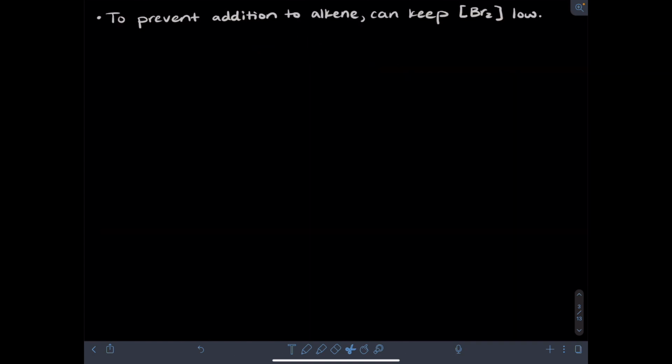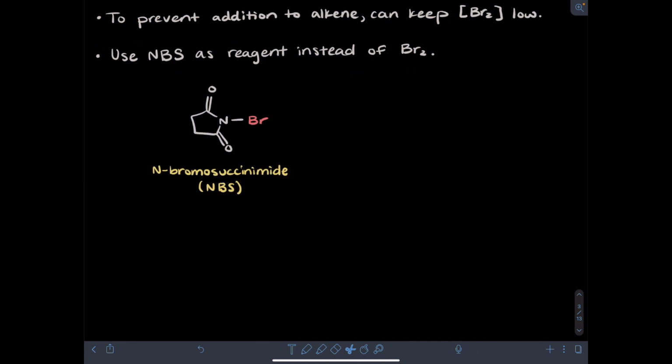To prevent Br2 from adding to the alkene, we're going to need to keep the concentration of bromine low. And we'll do this using a new reagent called NBS instead of Br2. This will release just a little bit of Br2 at a time that will allow your radical reaction to proceed without getting that alkene addition that you don't want. NBS stands for N-bromosuccinimide. This is a 5-membered ring with a nitrogen, flanked by 2 carbonyls with a nitrogen-bromine bond.